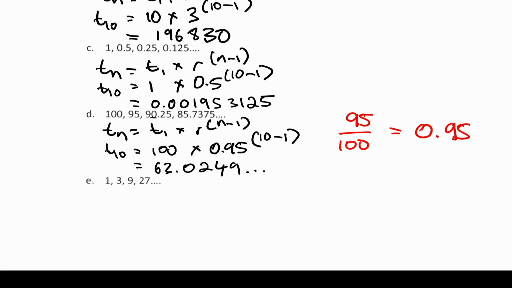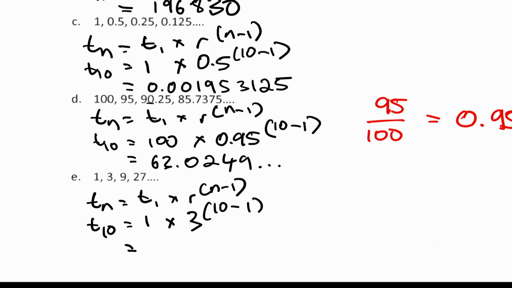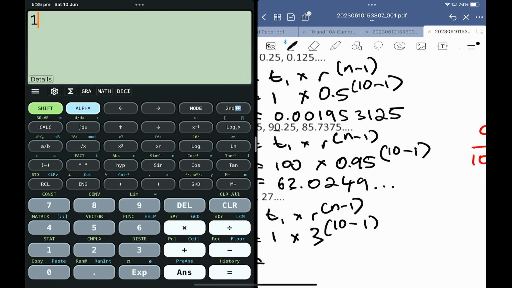All right, question E. Again, we're looking at the 10th term. The first term is already given to us as 1. The ratio seems to be multiplying by 3. 1 times 3 is 3. 3 times 3 is 9. 9 times 3 is 27. Whoops. And the n is still 10. This is a nice easy one. 1 times 3 to the power of 10 minus 1.